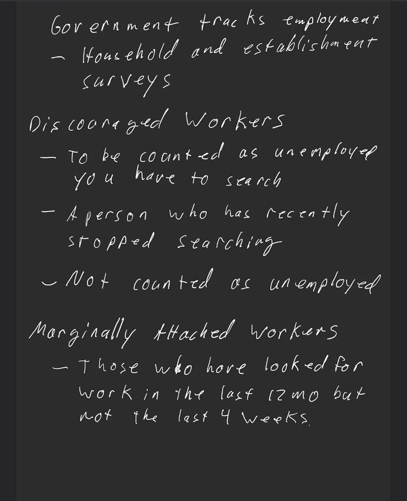Okay, so given this definition of unemployment, we then can have some ideas that help us categorize different potential labor force participants. To be counted as unemployed, you have to be searching, but there are some people who were searching but have recently stopped searching. They're not unemployed. We call these discouraged workers. People were looking for a job and they gave up, so they're not technically unemployed, right? But they're close to being part of the labor force.